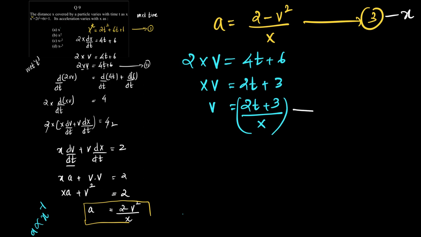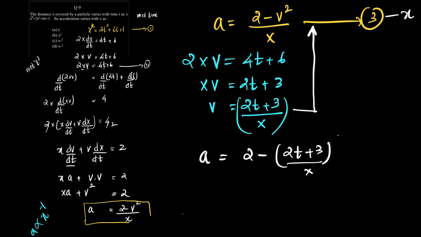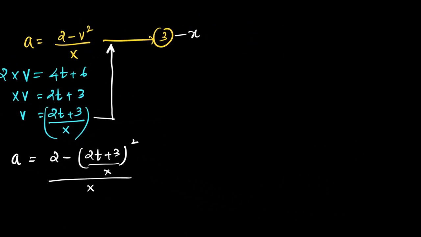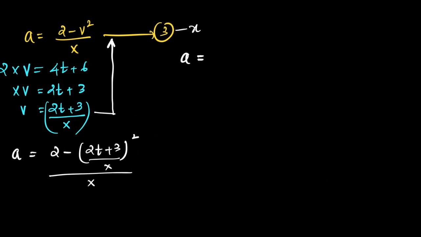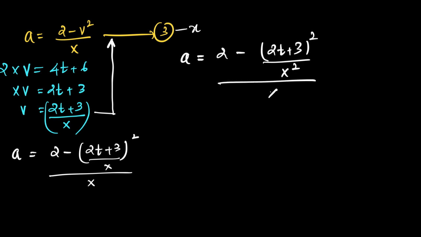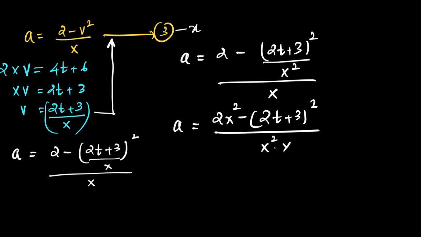Now what can we do? We can introduce this in equation number 3, which will give us acceleration is equal to 2 minus ((2t plus 3) the whole upon x) the whole squared, by x. So this will further give a is equal to 2 minus (2t plus 3) the whole squared by x squared, the whole upon x. So a will be equal to (2x squared minus (2t plus 3) the whole squared) the whole upon x squared times x.